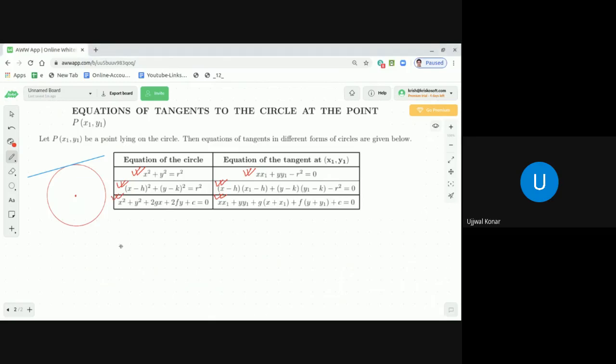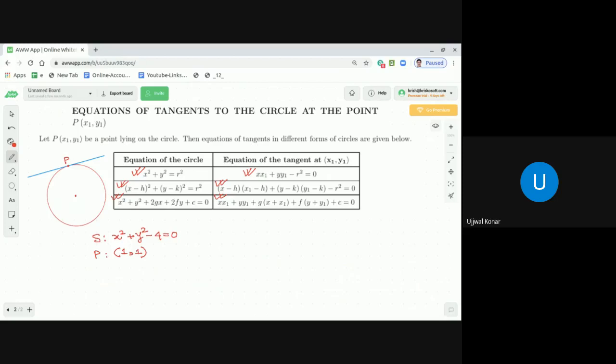Let us take a circle. For example, the equation of the circle is x square plus y square minus 4 equal to 0. And the point is given as the point P, x1 comma y1, which is 1 comma 1. Suppose the question asks: what is the equation of the tangent to the circle at the point 1 comma 1? I will show you, dear students, that this question doesn't make sense.